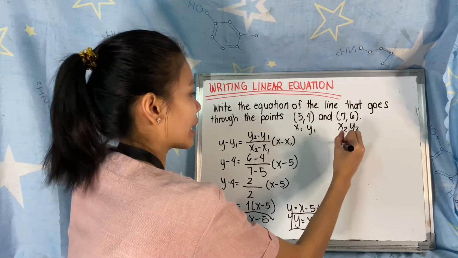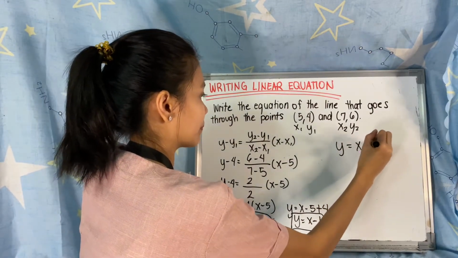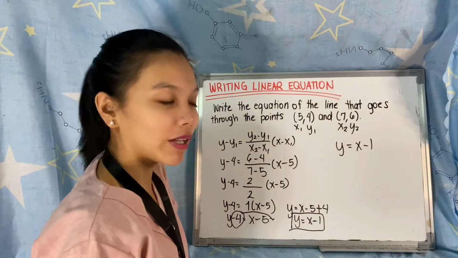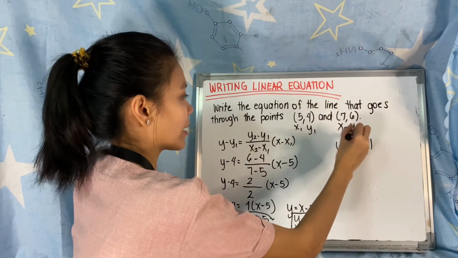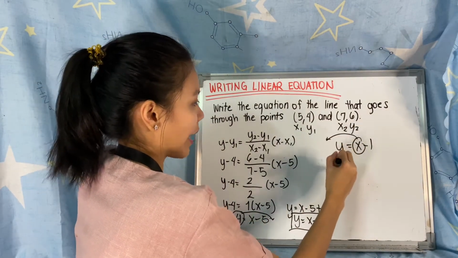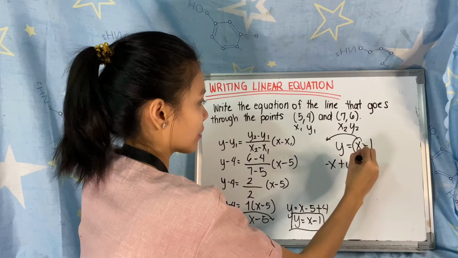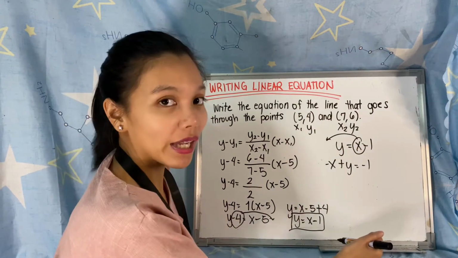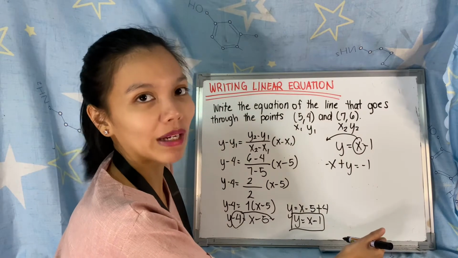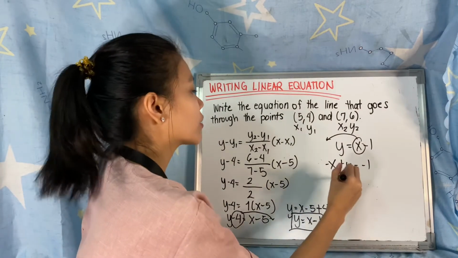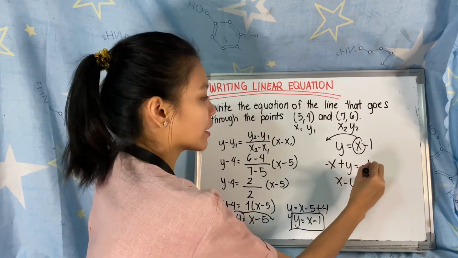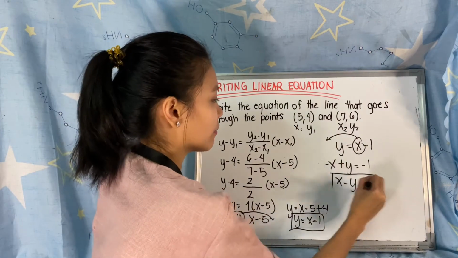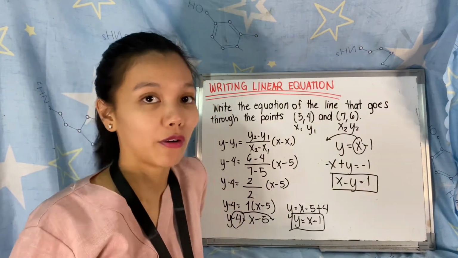So, gawin naman natin siya in standard form. So, y is equal to x minus 1. So, transpose positive x to the other side. So, negative x plus y is equal to negative 1. Multiply the equation by negative 1 para maging positive si x. So, we have x minus y is equal to positive 1. So, that will be our standard form.